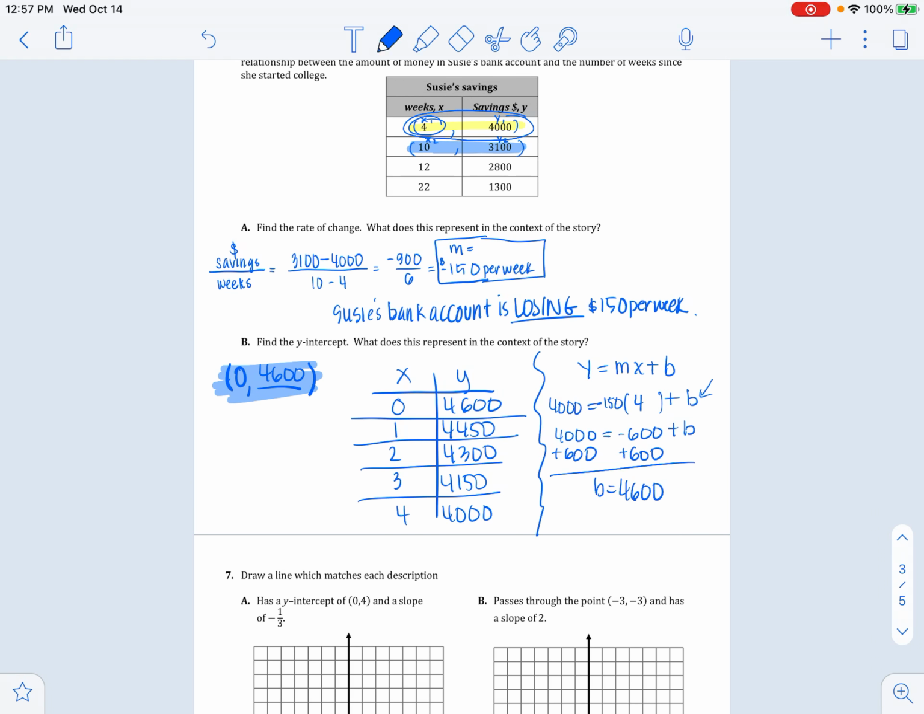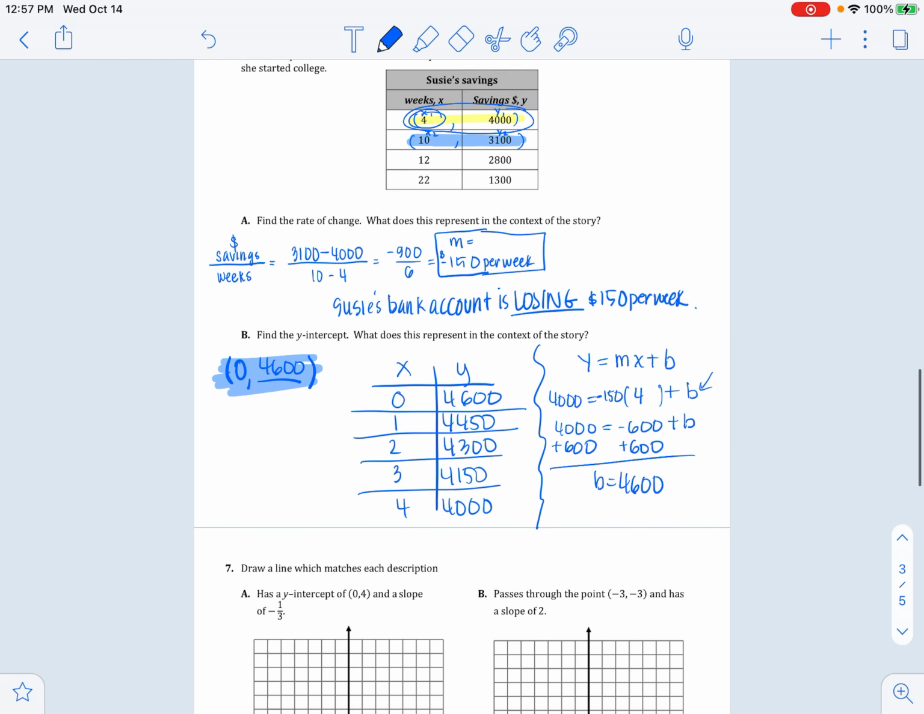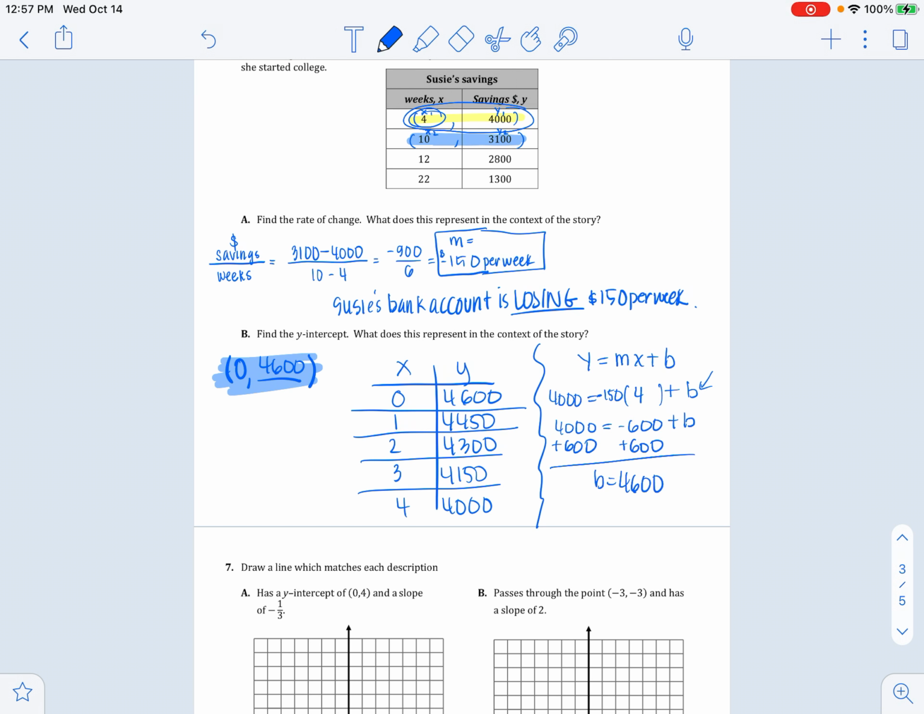Okay. But when it's all said and done, this is my answer. This is my Y-intercept. And then it says, what does this represent in the context of the story? So this is when Susie left for college. When Susie left for college, she had $4,600 in her account.